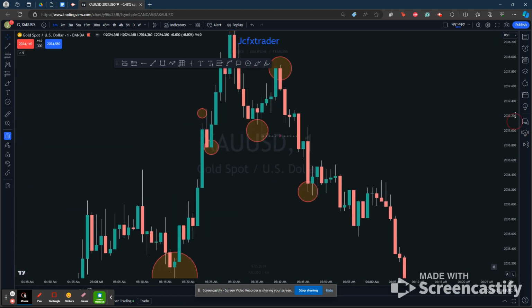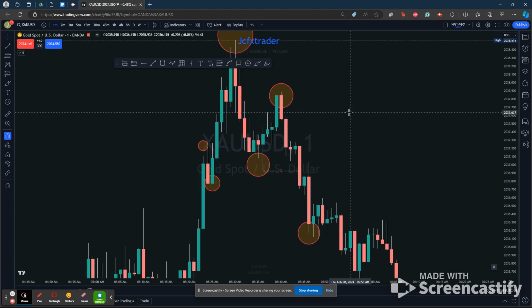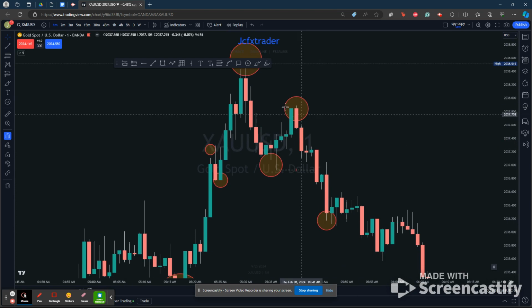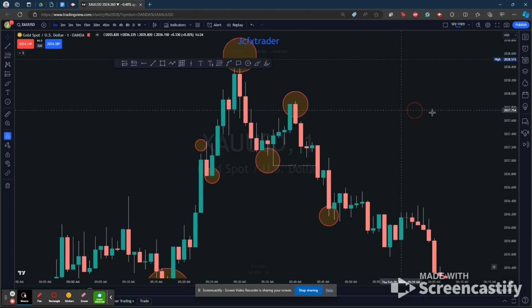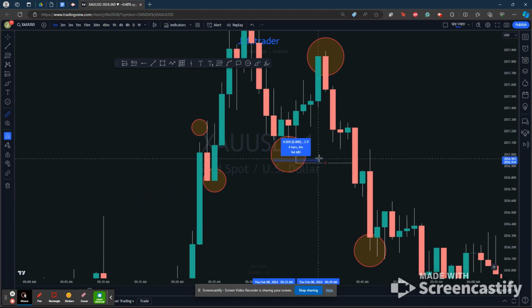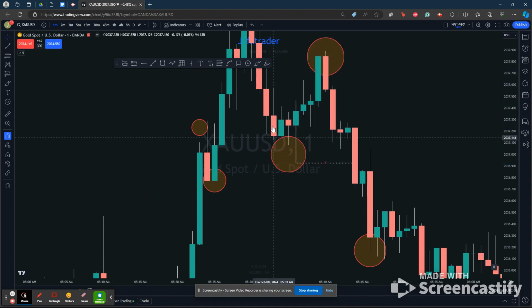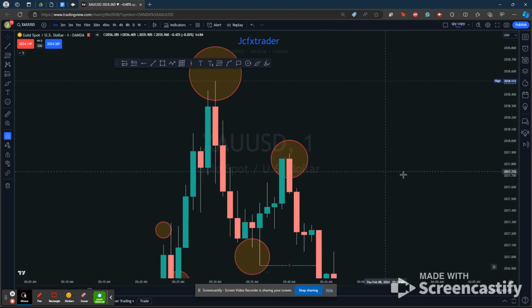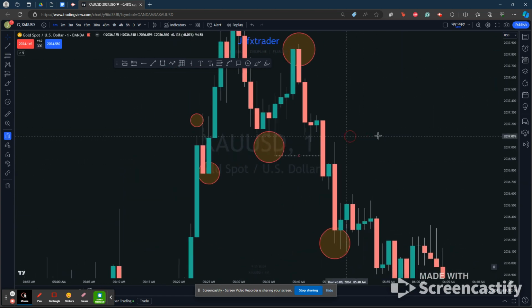Now, how do we draw this break of structure? Well, we would take it from the lowest point of the low before it making a lower high. As you can see here, this wick right here is the lowest point before heading higher, right? Came down, made a low, and came up and made a high, and came back down.